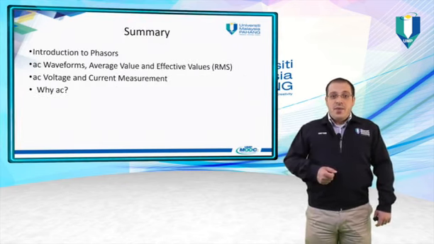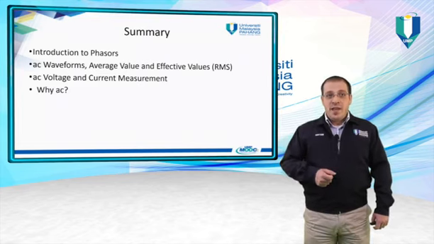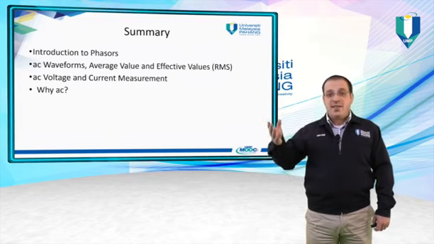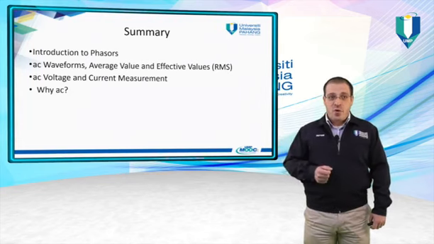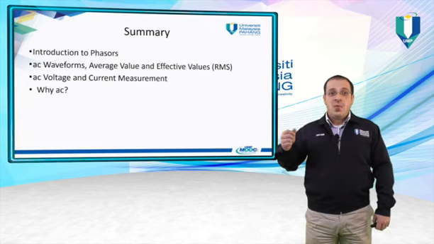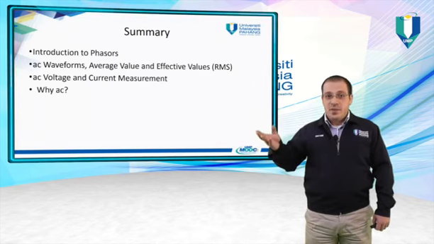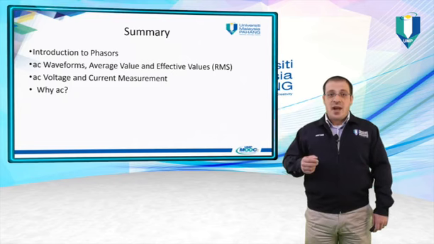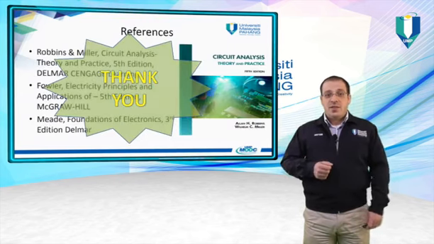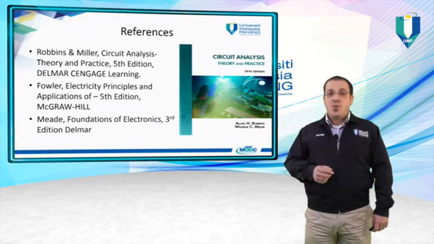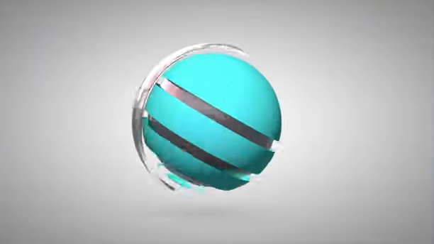So I think like this we finish our module. As a summary of this part, we studied the introduction to phasors. We saw how phasors represent many things instead of using the sinusoidal waveform. We saw the AC waveform average value and effective value, or RMS. We saw the AC voltage and current measurement tools, and we understood why we are using AC, not DC, in our houses. Thank you very much for attending this module, and here you can see some references for more study if you want to study more about this topic. Thank you very much.